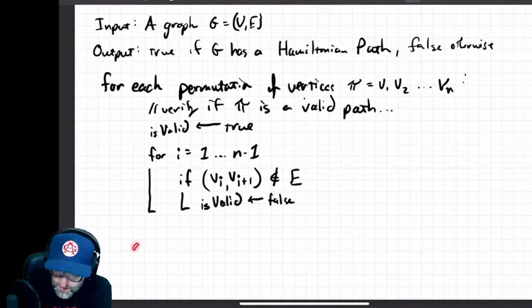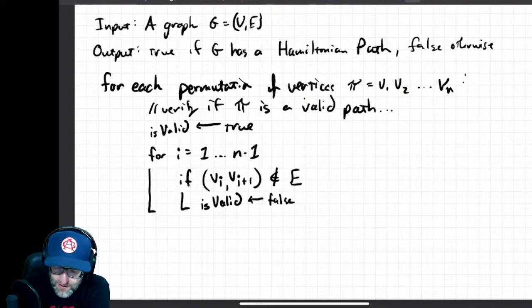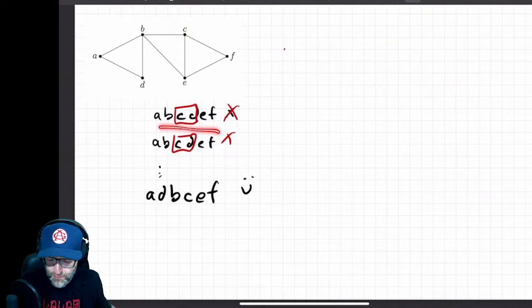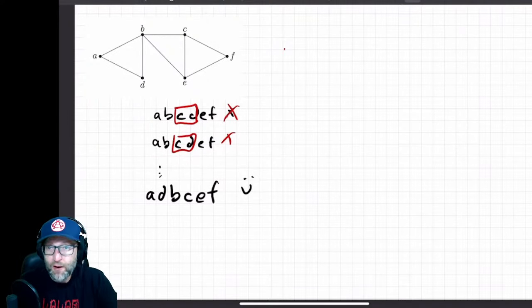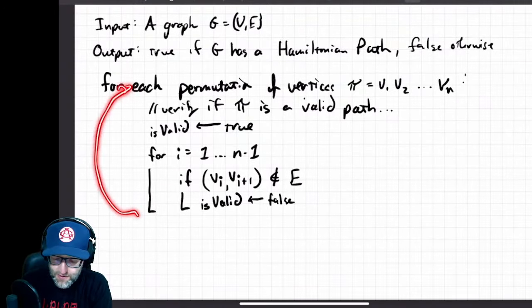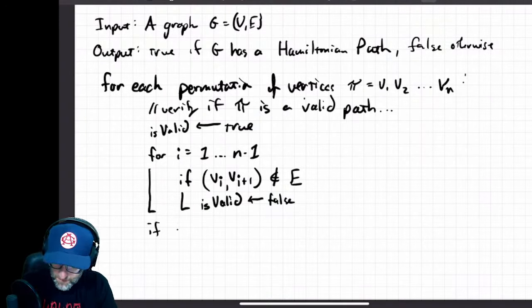Now, at the end of this loop, we've only verified that one permutation. If that permutation is invalid, that doesn't mean that it's not a Hamiltonian path. Just like over here when we looked at this permutation and this permutation, those didn't form a valid path, but we went on until we found one that did. So we need to go on to the next permutation, but if it is a valid path, we need to stop and say, we're done. We found a Hamiltonian path here. So if is valid, stop and output true.